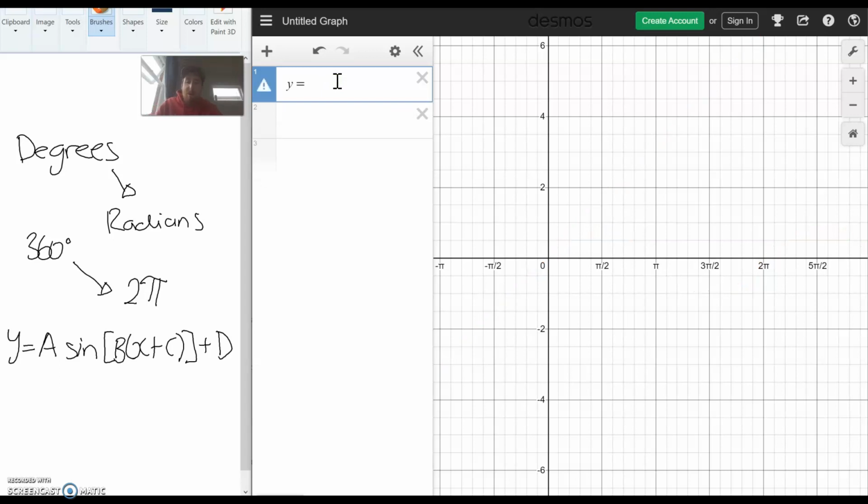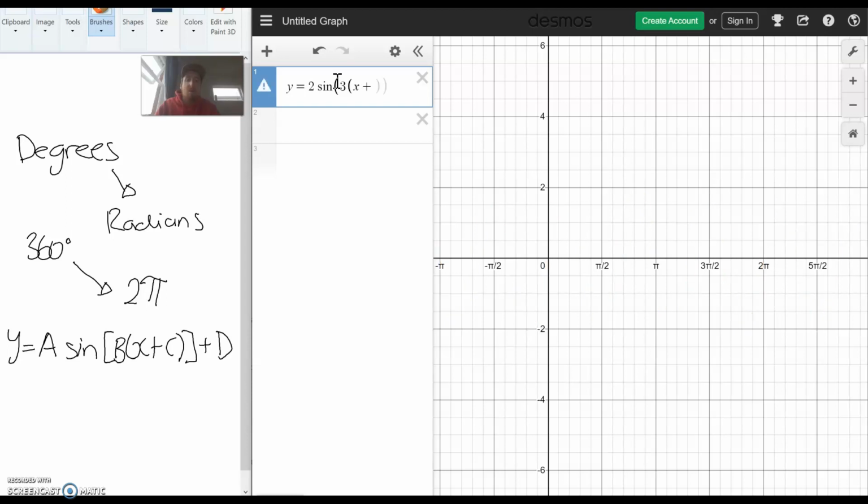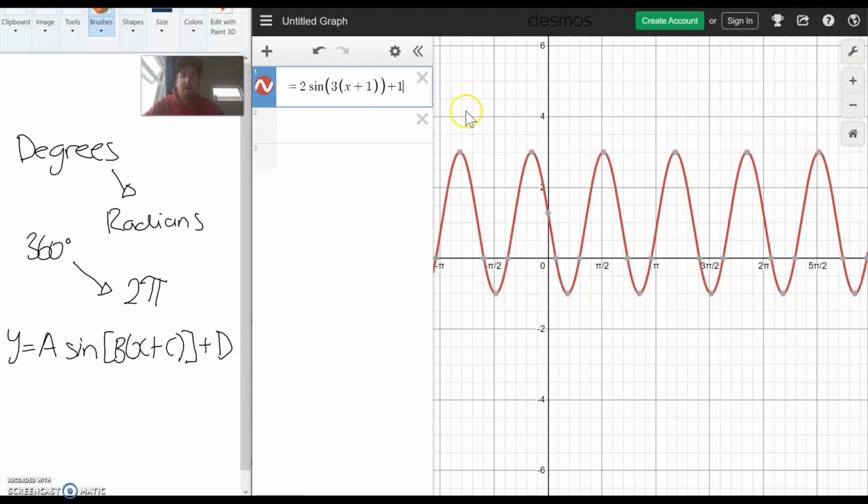I'm going to make up an example. I've got 2 sine, and B can be, let's say, 3. That means we should hopefully see 3 cycles within that 2 pi range. Plus, let's just move it across by 1 and see what that does to it, and then we're going to increase that by 1. If you have a look at our graph, what did that 2 do? The center of the graph appears to be at 1, and we can see it's now going up and down 2 as opposed to going up and down 1.